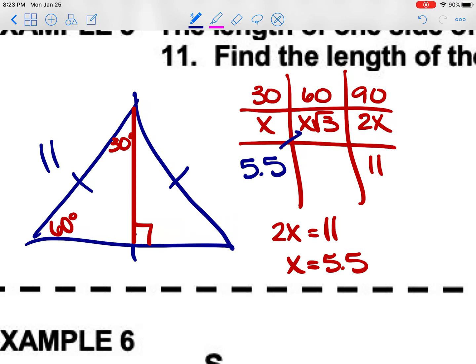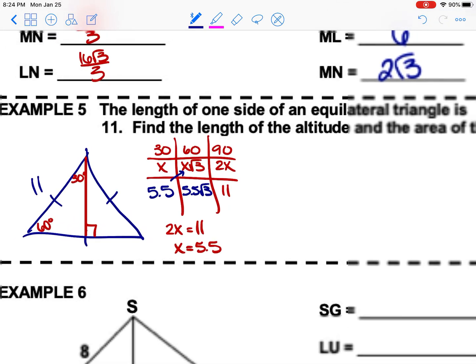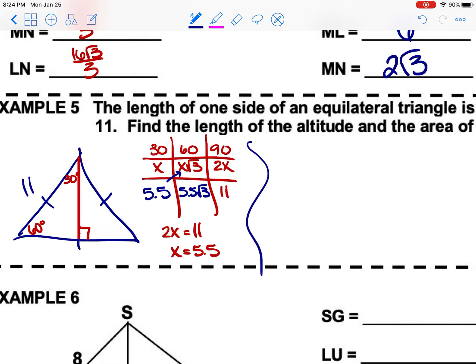We're going to take that, substitute in for x, and say 5.5 square root of 3. Okay, so that is the length of the altitude. Altitude is across from the 60, so we know that the altitude has a length of 5.5 square root of 3, or even better would be to write it like that.